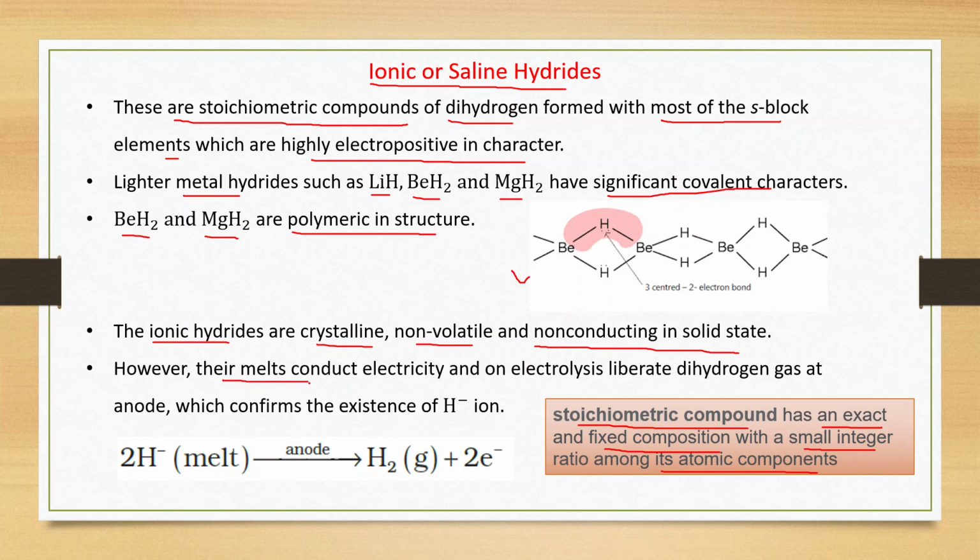However, their melts conduct electricity and on electrolysis liberate dihydrogen gas at the anode, which confirms the existence of H-, that is, the hydride ion. Actually, hydrogen gas is liberated at the anode, and as we know, the anode is positively charged in this electrolytic cell. So this confirms that the negatively charged H- ion discharges at the anode and liberates hydrogen gas.